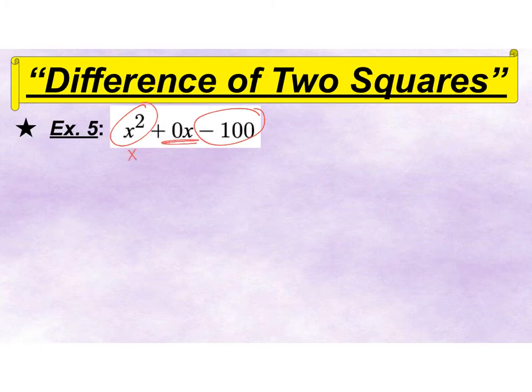So if I think about the square root of x squared, it's x, and the square root of this, it's 10. So we can try x plus 10 and x minus 10. I'm going to multiply it and check it out.